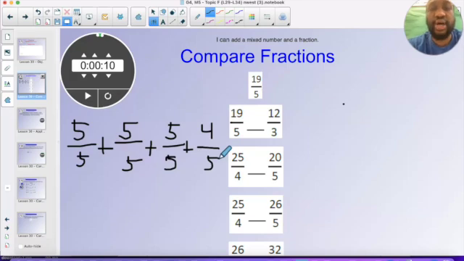All right. So how many wholes based on this addition sentence do I have? 5 fifths. Remember, when we have a whole, the numerator and the denominator are the same numbers. So our top number and our bottom number are the same. I've done that 3 times. So that's 3 wholes. And then I have just 4 fifths. So it's 3 and 4 fifths.